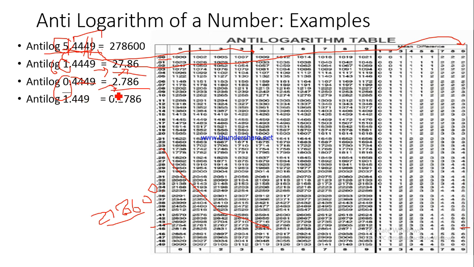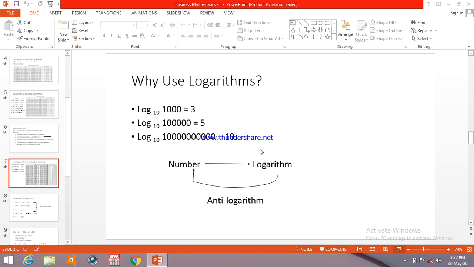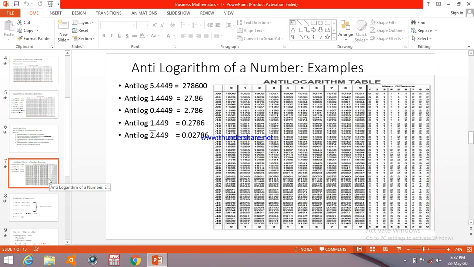Okay, one more question. Anti-log of 1 bar 0.4449. 1 bar means minus 1. So the characteristic here is negative. The value for the characteristic is negative 1. That is why this time you'll have to have a slight change in the methodology. You will still find out the same thing. You have 0.4449. There's a mistake here, it is actually 0.4449. Let me make this correction. In the meanwhile, can you do the calculation on your own?